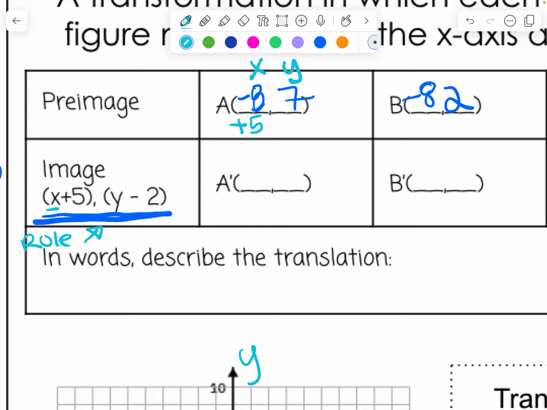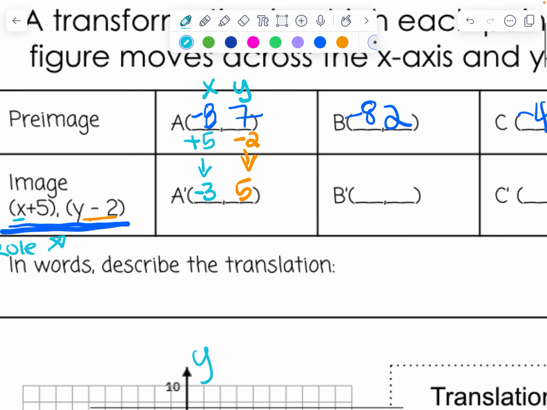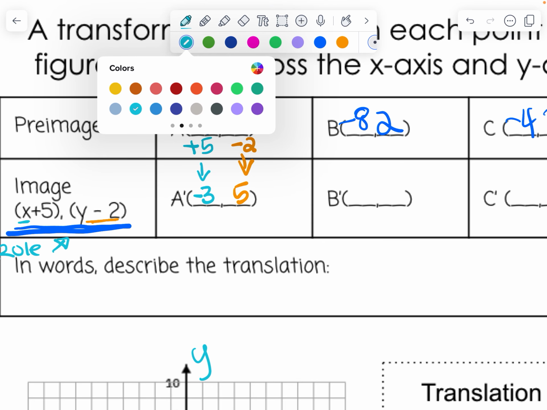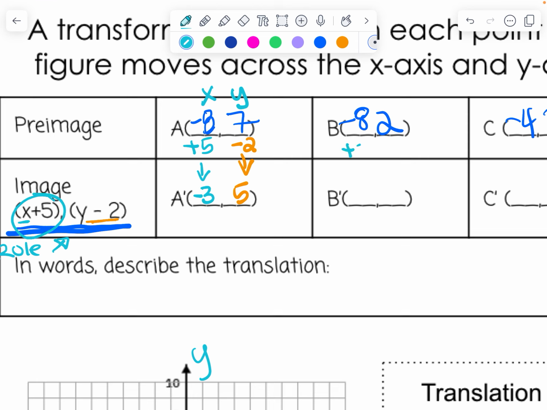So -8 plus 5 is going to give me -3. Then I'm going to get my Y value and subtract 2. So 7 minus 2 is going to give me 5. Okay, I'm going to do the same rule to all of the points. So again, for X, I am going to add 5 because that's what they told me to do. So I'm going to do plus 5. I know that -8 plus 5 is going to give me -3. And for the Y value, I'm subtracting 2. So 2 minus 2 is going to give me 0.